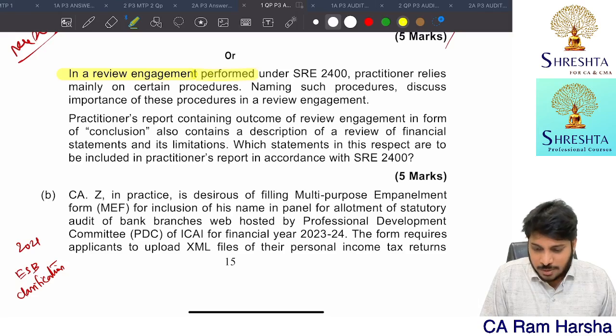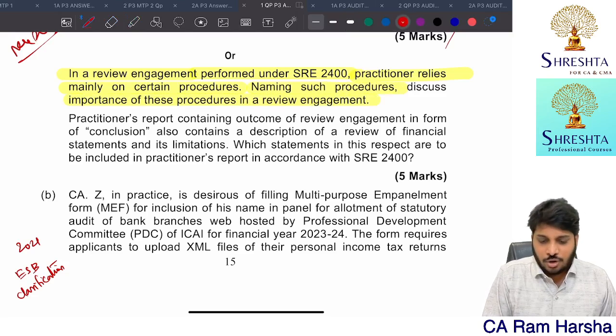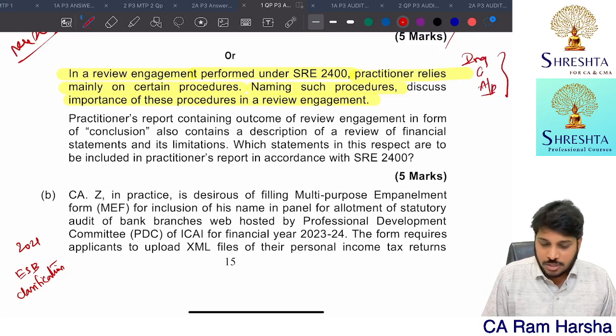In a review engagement performed under 2400, the practitioner relies mainly on certain procedures. Name such procedures, discuss importance. In a review, what process do we perform? Primarily, we do inquiry and analytical procedures. Name those procedures, discuss why they are important.